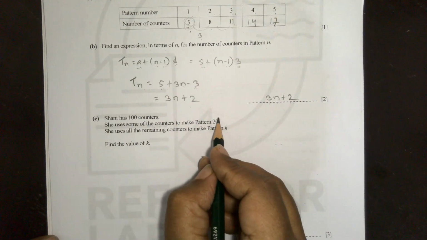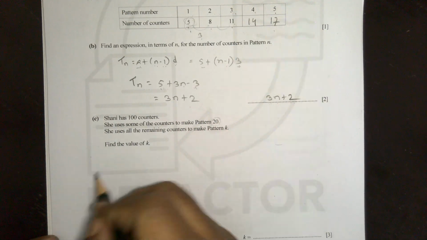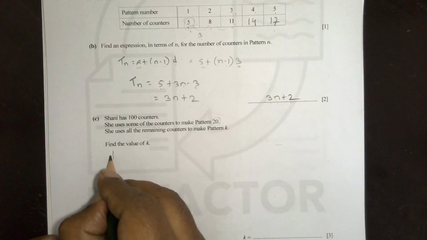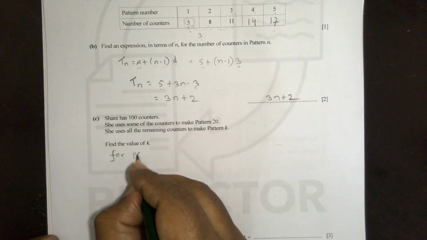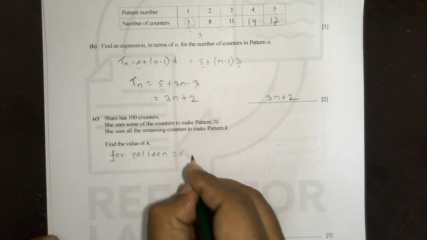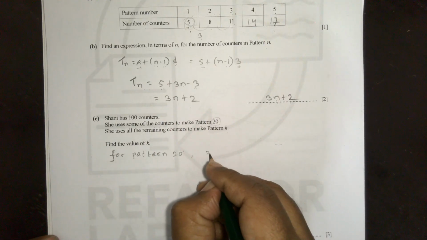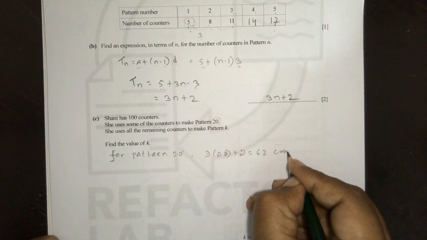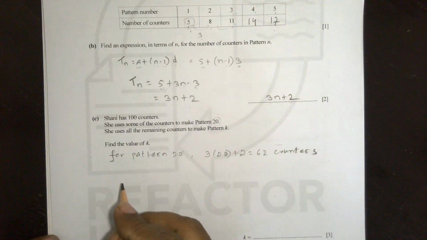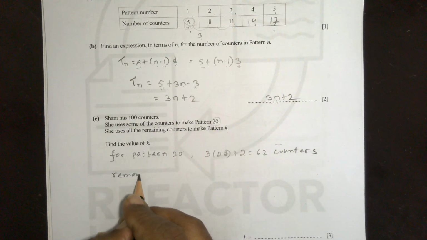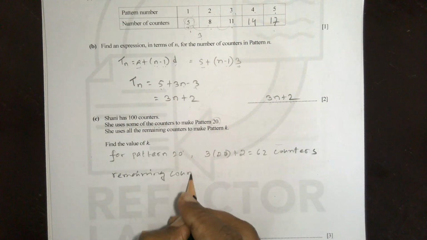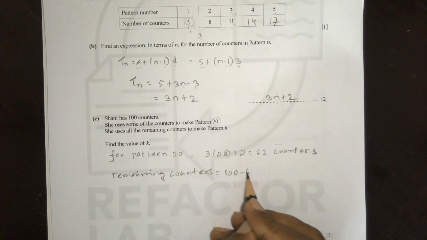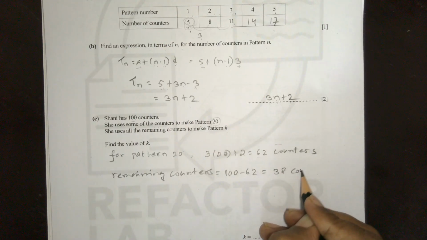So first we need to know how many counters are actually needed for pattern 20. That means the value of n will be 20. So for pattern 20, we'll need 3 times 20 plus 2. That means 62 counters. So now what is the remaining number of counters? That will be 100 minus 62, which is 38 counters.